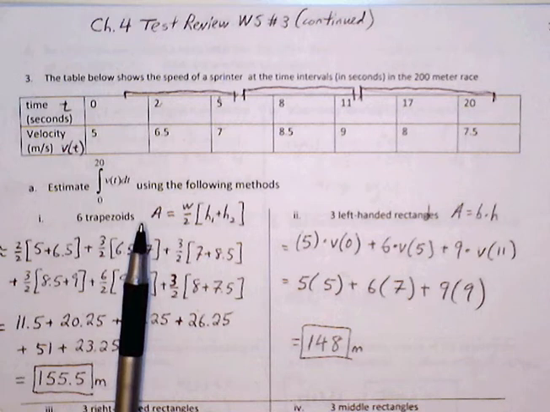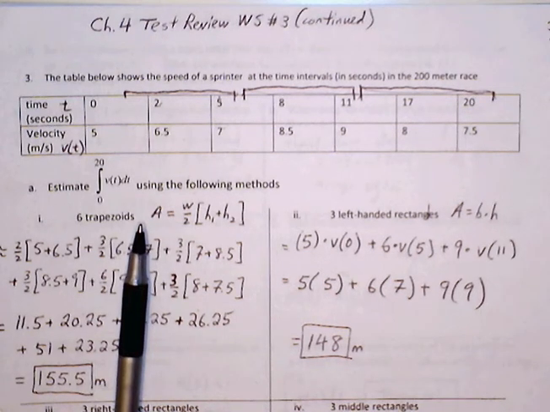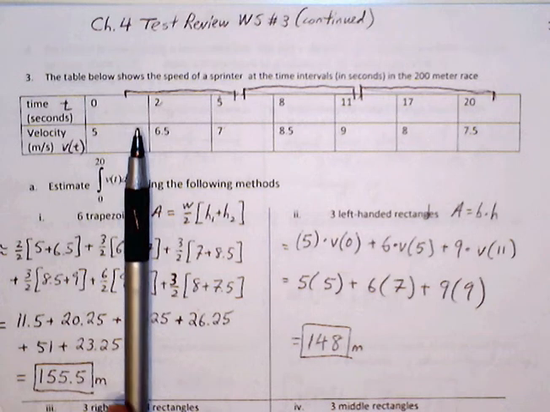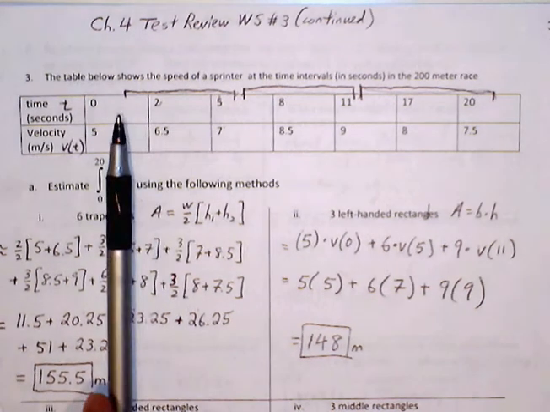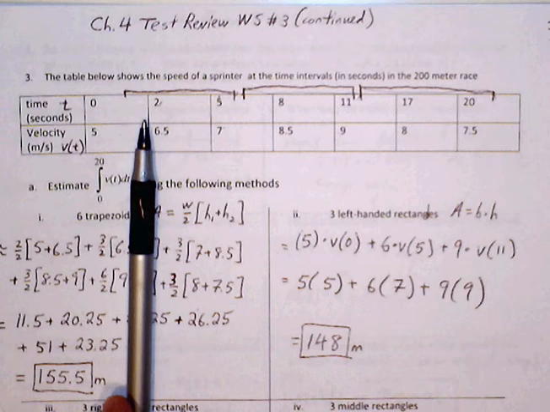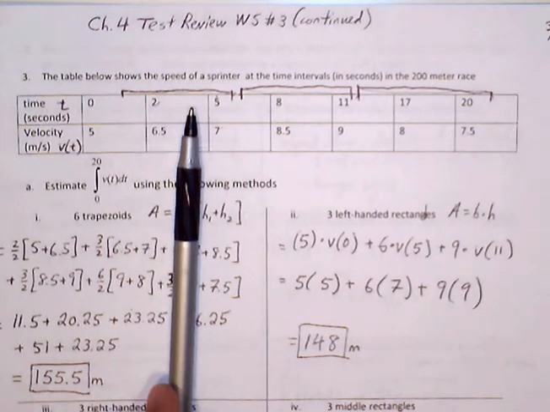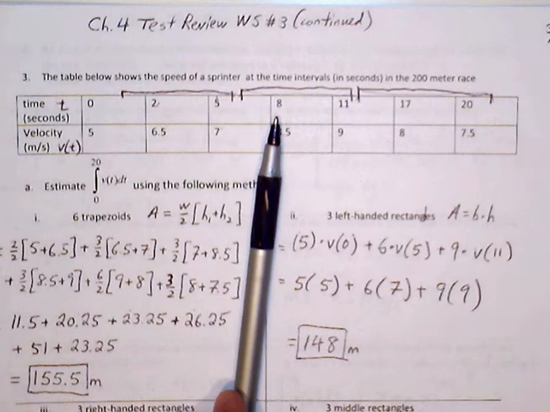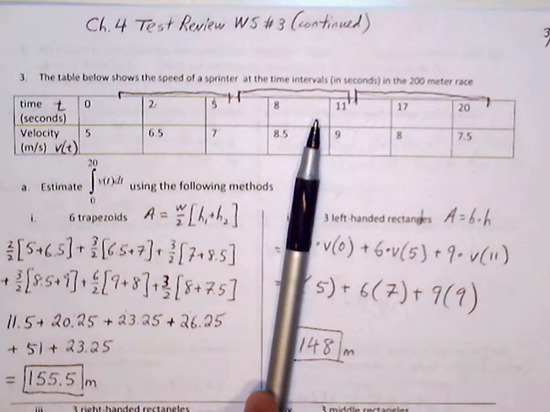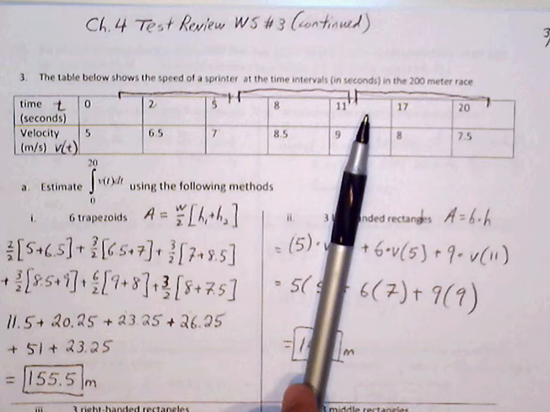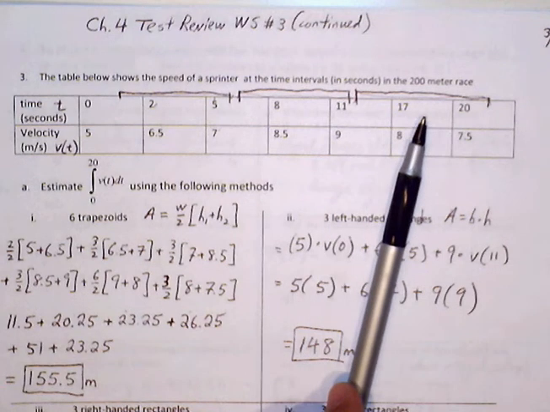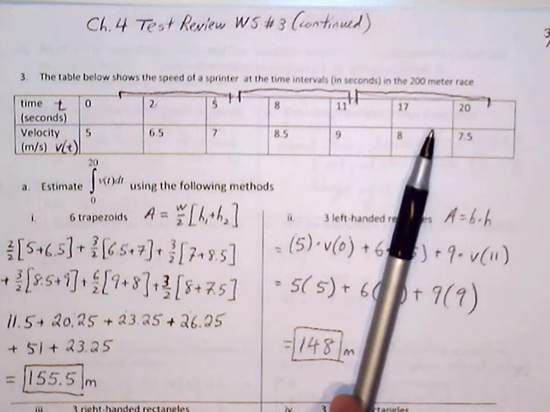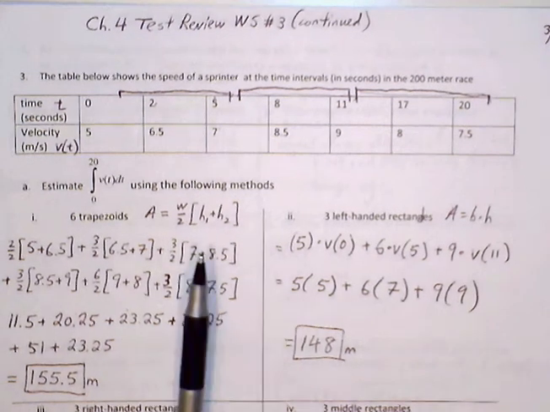6 trapezoids using the intervals provided. So we see if we try to break this into 6 intervals, there's one interval between 0 and 2, second between 2 and 5, third between t values 5 and 8, fourth between 8 and 11, fifth between 11 and 17, and then finally sixth between 17 and 20. So we have these 6 intervals that we can find areas for.